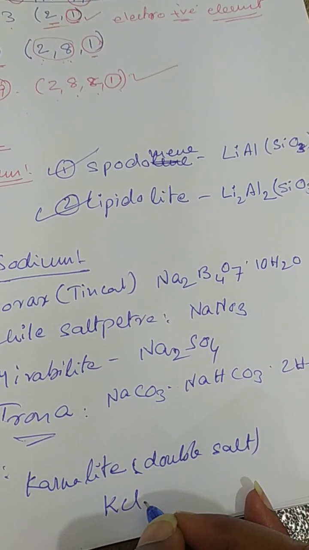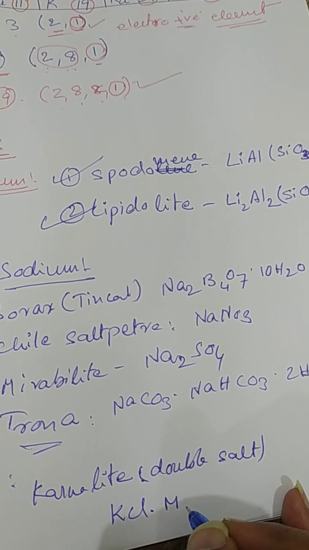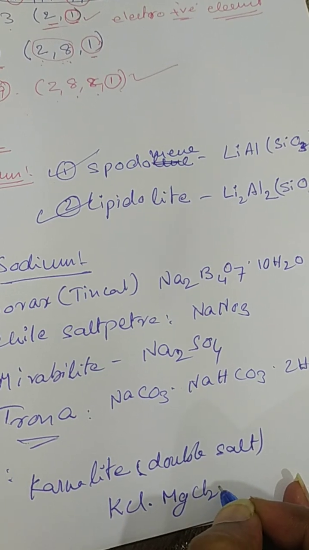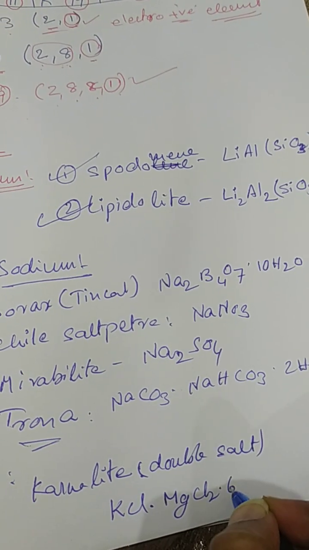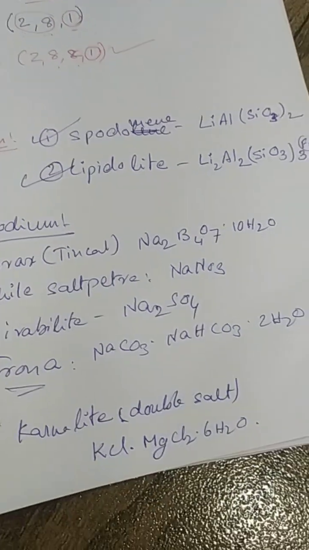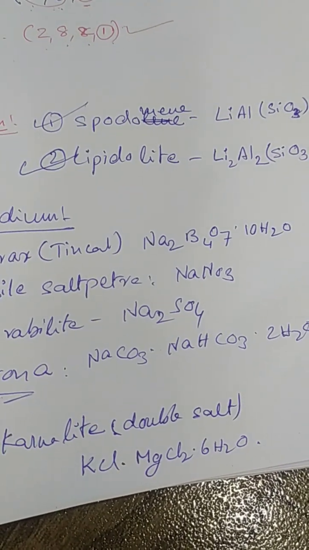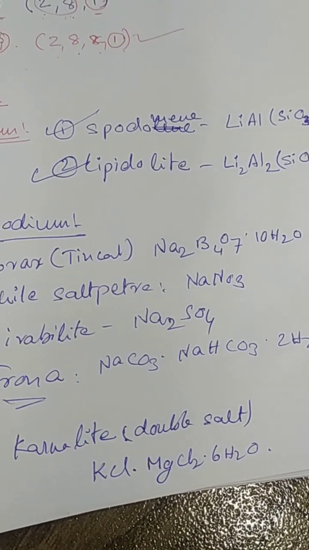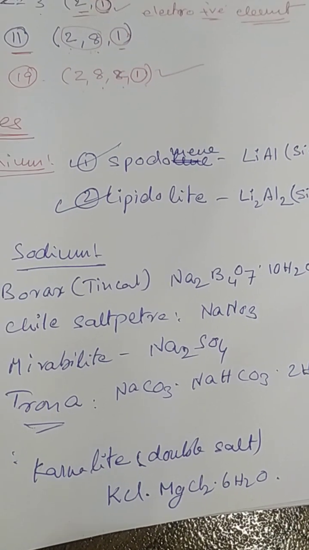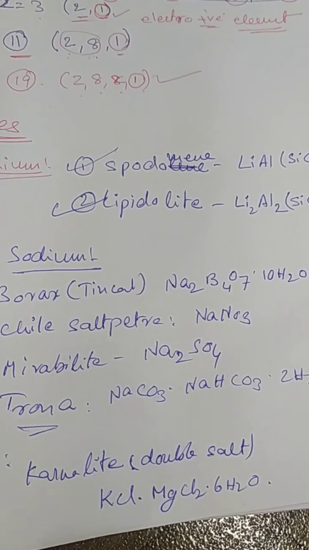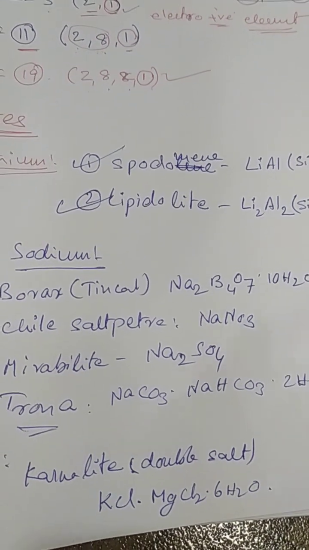Potassium chloride dot magnesium chloride with water molecule combination. See, the thing is that if it is naturally available in nature as an ore, water molecule is a common combination because it is in nature. So nature will always attract the water, that is, as moisture. Okay.